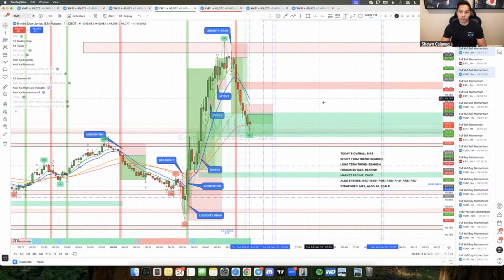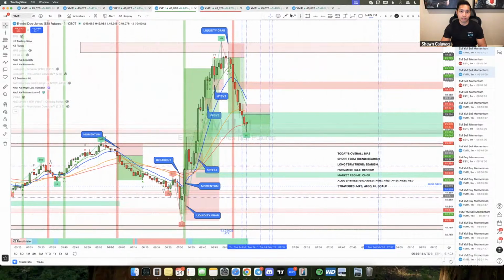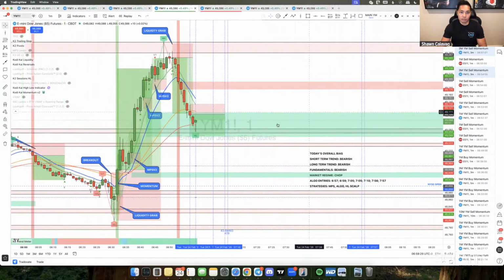So the next level for price to push down to is going to be the opening price down here, back to open or to this lower level of liquidity. So we have liquidity sitting right here, and we also have the opening price right here. All right, so we're finally getting that retracement that I was just talking about.